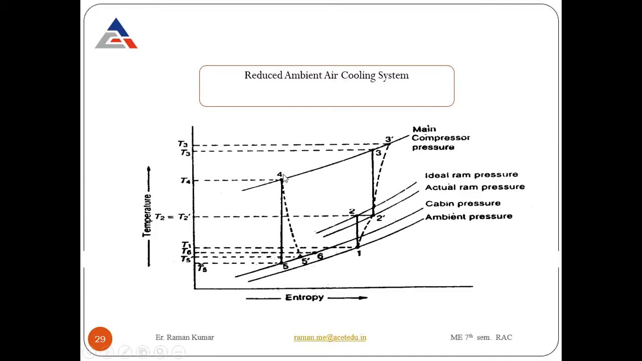But due to internal friction, its pressure and temperature are reduced from 4 to 5 dash. Note the actual pressure and temperature reduced from 4 to 5 dash. After this, it again passes through the cooling space cabin, where it will take the heat load and its temperature increases from 5 dash to 6. After taking the heat load from there, it will again be supplied to the surrounding.